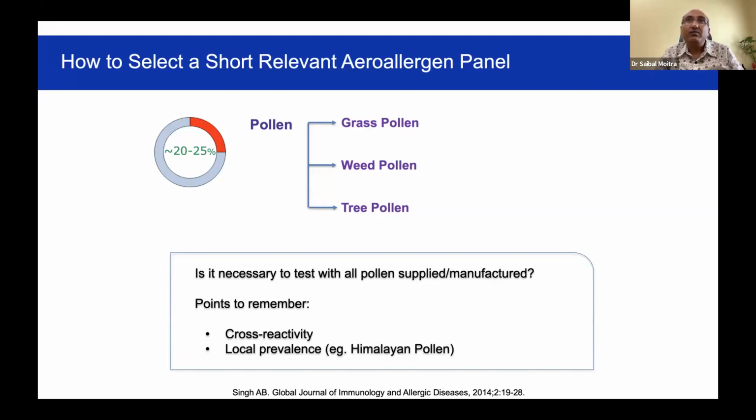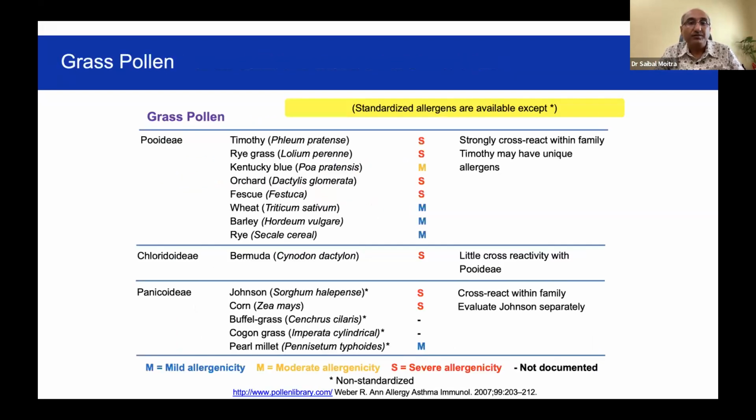Then we do not have to embark on the expensive tests, because when correlated with the history, the panel is decided, and after the test the correlation is done, we come to a fairly good clinical decision on which we can build up our treatment for the particular patient.